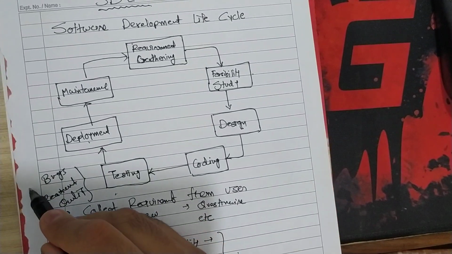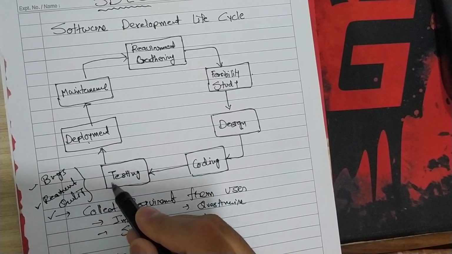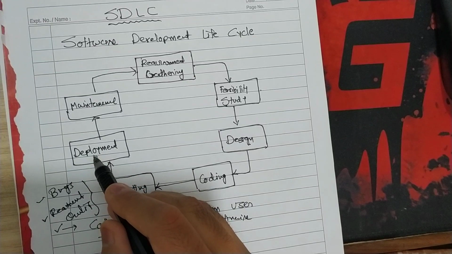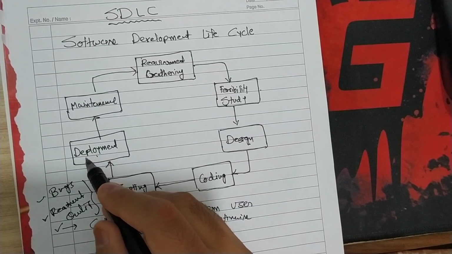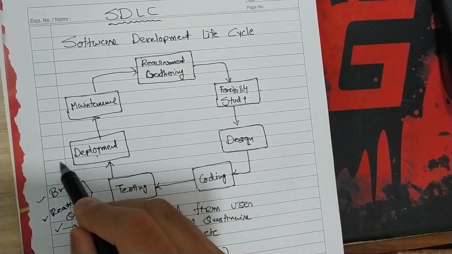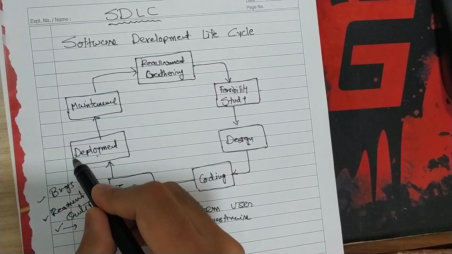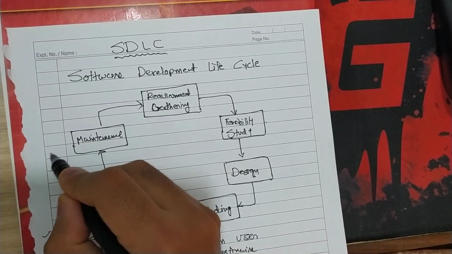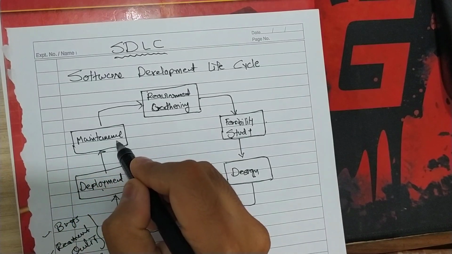And if all the things are checked, then the next part will be deployment. Deployment means installing the software into the client machine or client server. It is known as deployment. And after the deployment, the next phase will be maintenance.